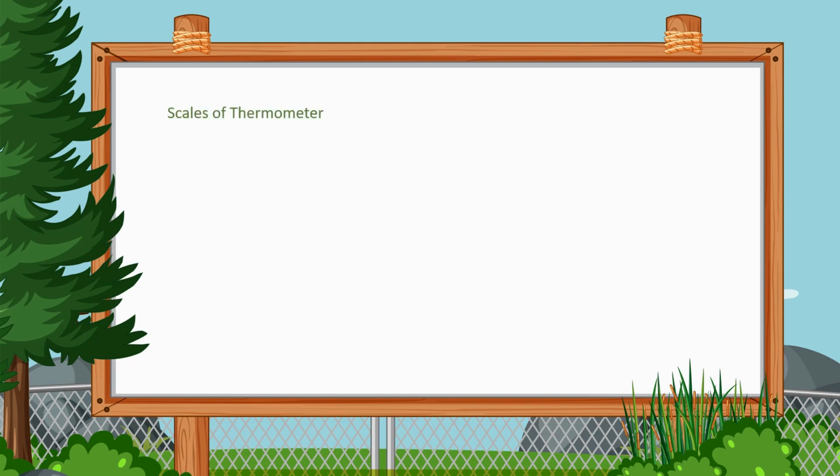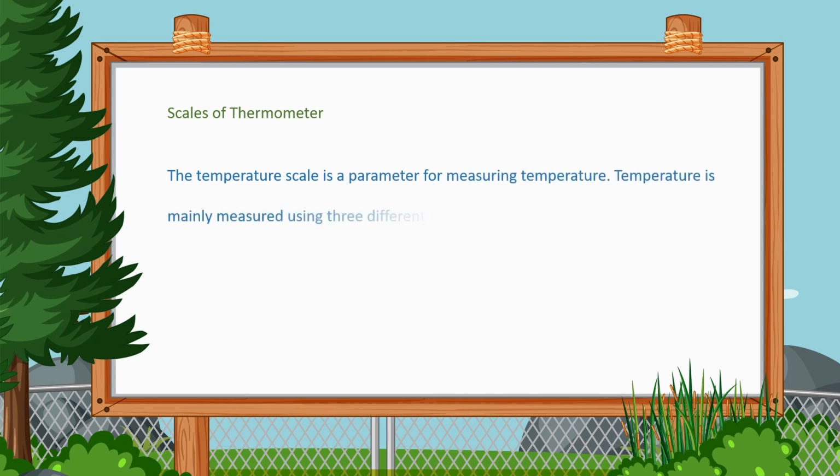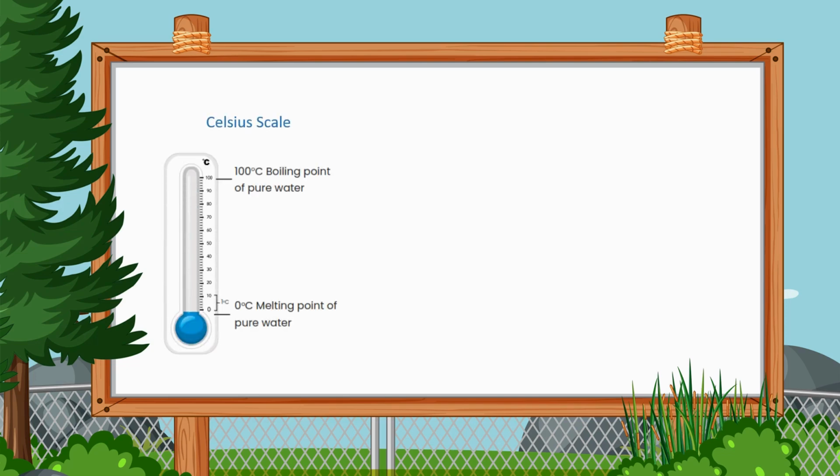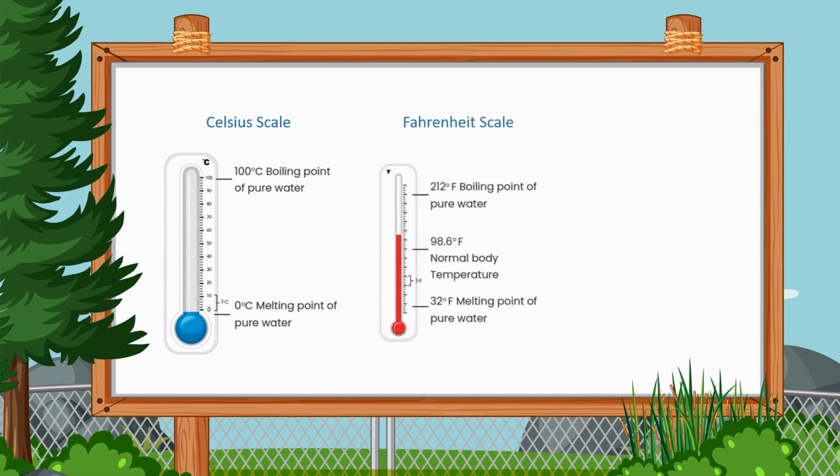Scales of thermometer. The temperature scale is a parameter for measuring temperature. Temperature is mainly measured using 3 different scales: Celsius scale, Fahrenheit scale, Kelvin scale.